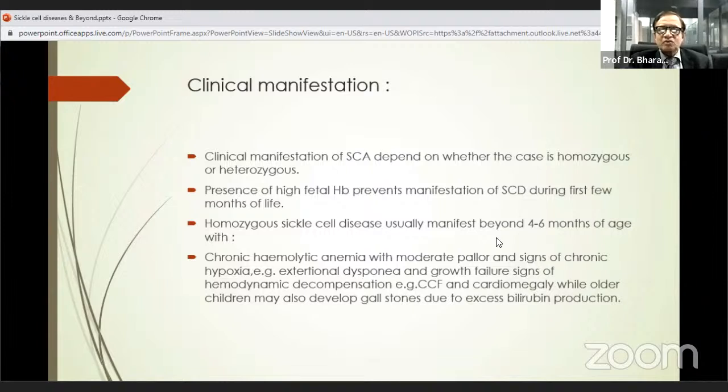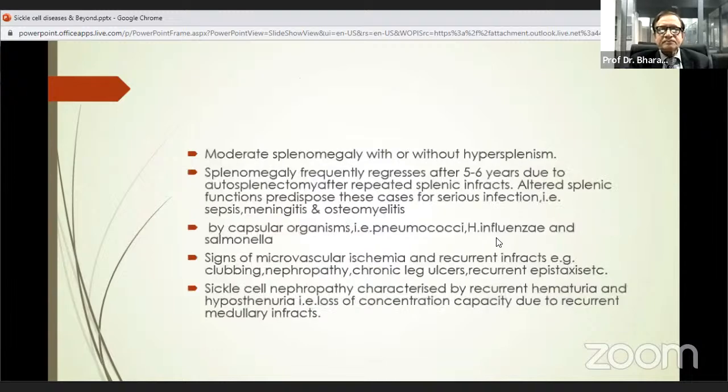Homozygous sickle cell disease usually manifests beyond 4 to 6 months of age with chronic hemolytic anemia with moderate pallor and signs of chronic hypoxia. There is exertional dyspnea and growth failure, and signs of hemodynamic decompensation. There is congestive cardiac failure and cardiomegaly, while older children may also develop gallstones due to excess bilirubin production. Moderate splenomegaly with or without hypersplenism, and splenomegaly frequently regresses after 5 to 6 years due to recurrent infarcts.